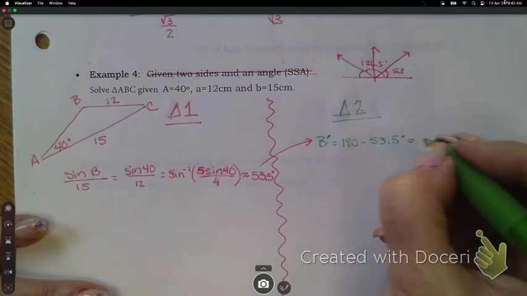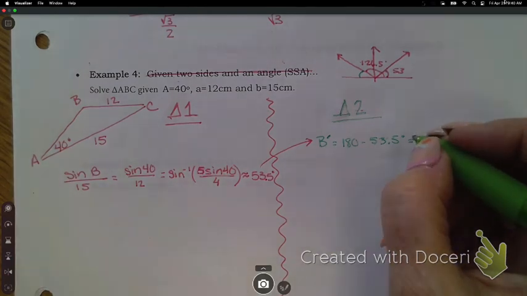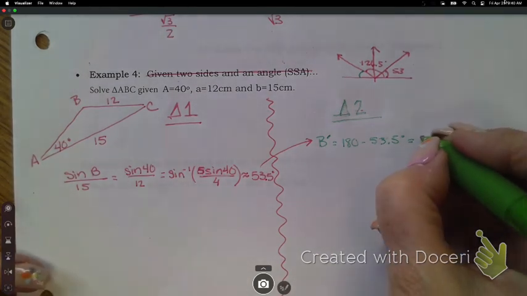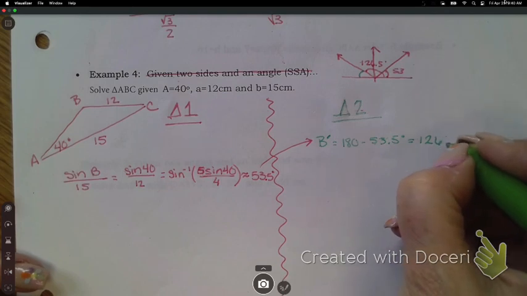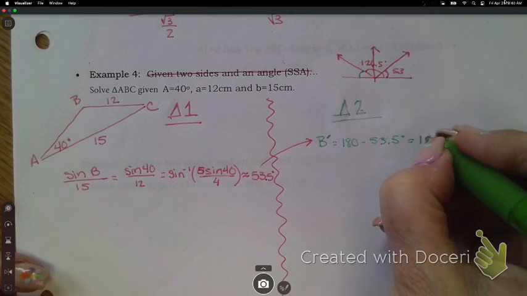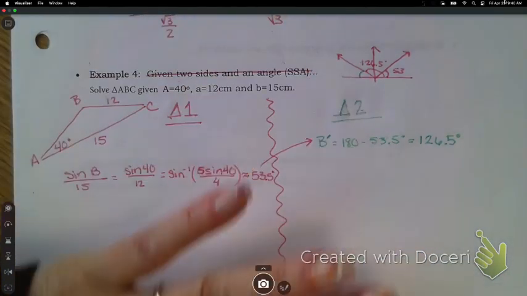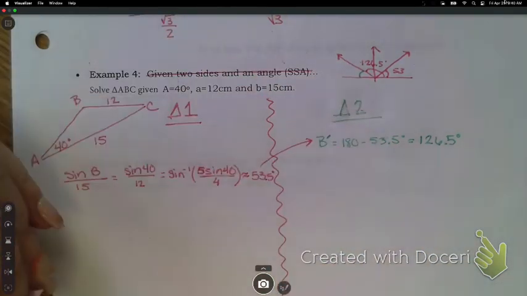Which is equal to, and since we already rounded over there and I'm not rounding again, I'm going to put equal to 126.5. Now, we stay over on triangle 2 and finish it and then go back.